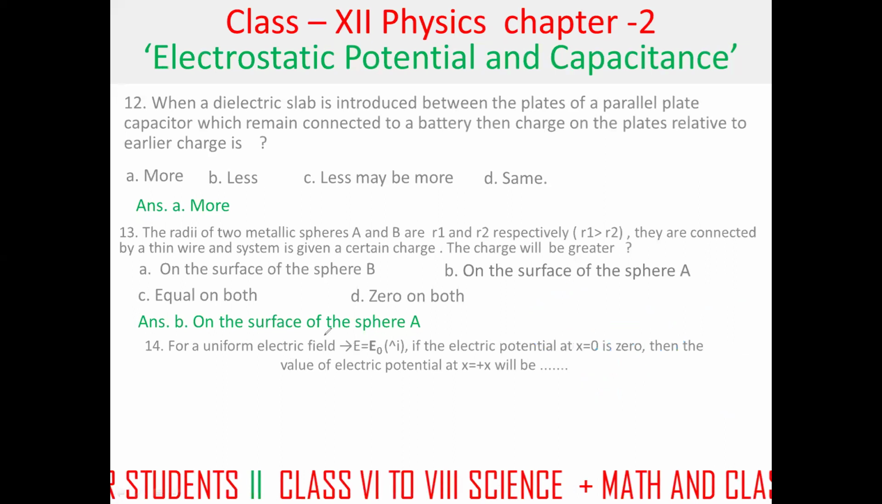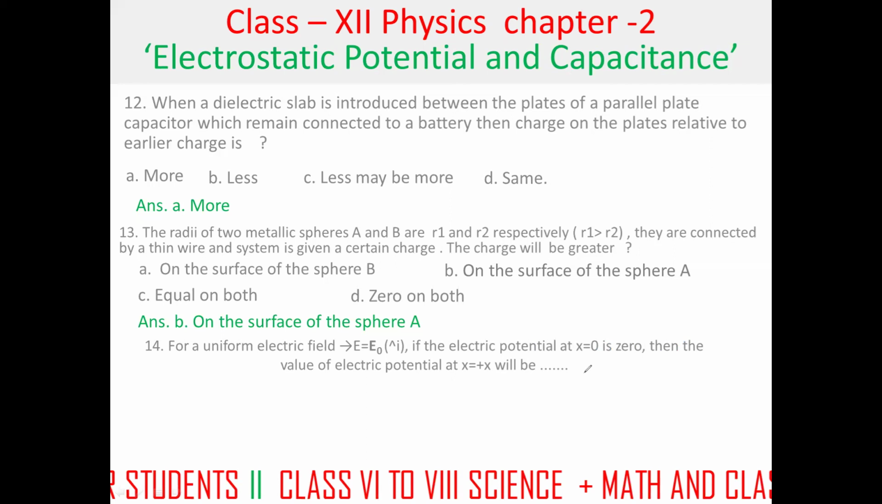Now next question. For a uniform electric field, E equal to E0 i, here i is the unit vector. It means the direction of the electric field is towards the x-axis. If the electric potential at x equal to 0 is zero, then the value of electric potential at x equal to plus x will be?